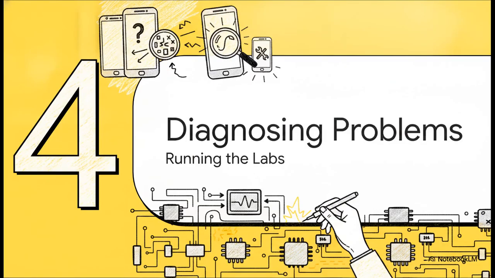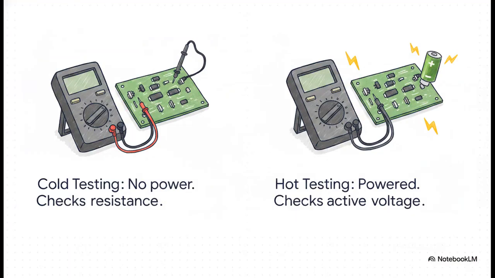Which brings us to Part 4, diagnosing the problem, running the labs. You see, you can't cure a patient if you don't know the disease. If a phone is malfunctioning, we need to properly diagnose the circuit board. We use 2 main methods for this, and the difference between them is night and day.